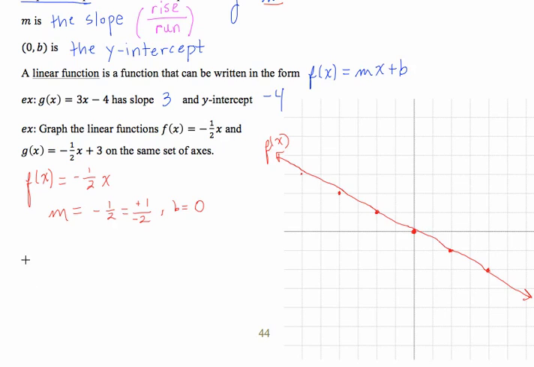And now let's graph g of x. G of x is defined by -1/2 x plus 3. So let's see, it has the same slope, so it's going to have the same steepness to it, down 1 over 2, but it has a y-intercept of 3. So it crosses the y-axis up here at 3, and then from here we'd go down 1 over 2, down 1 over 2, and in both directions. So here's the graph of g of x.